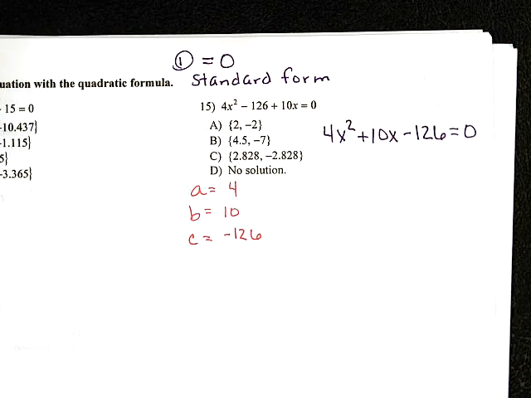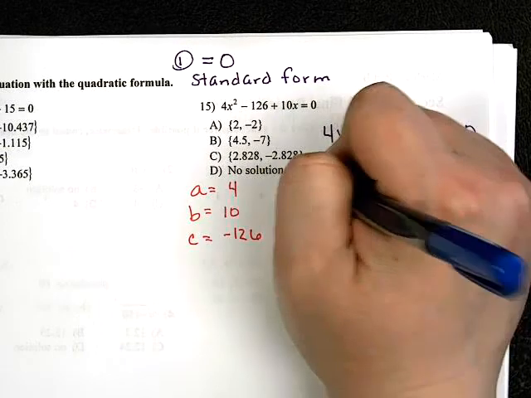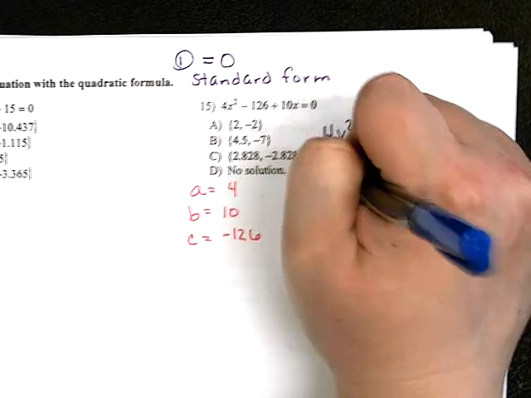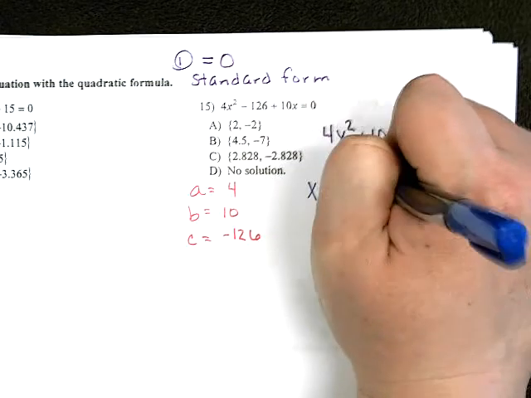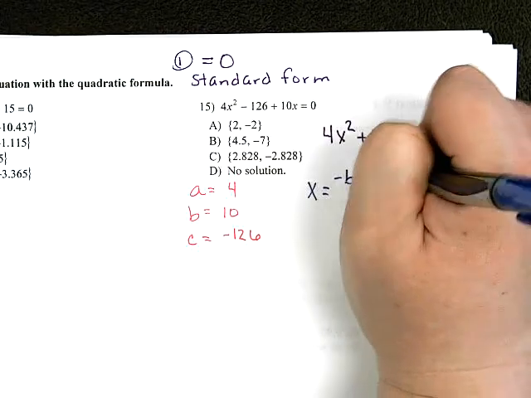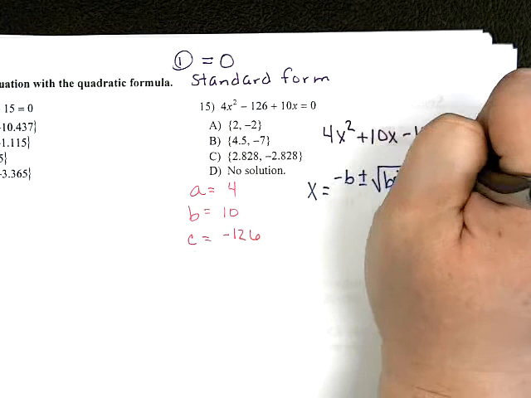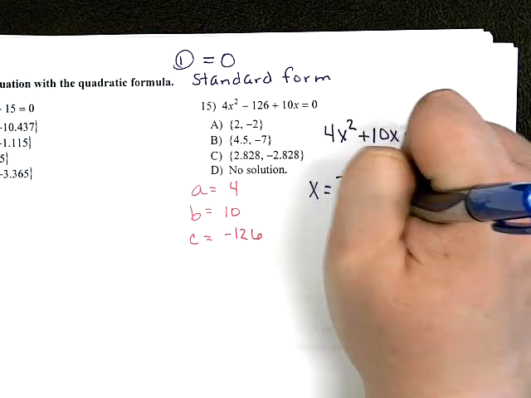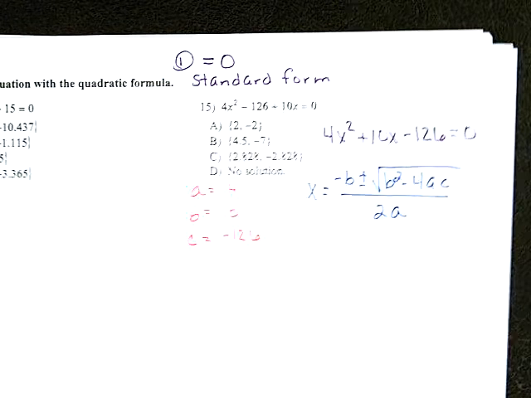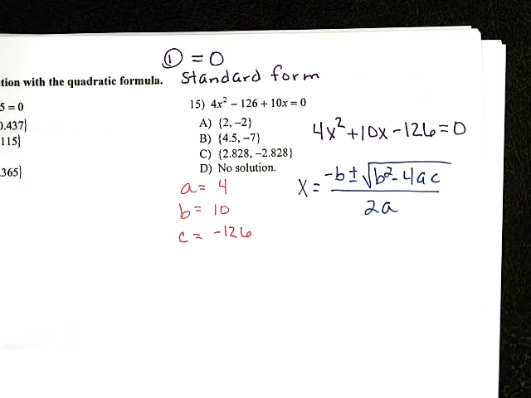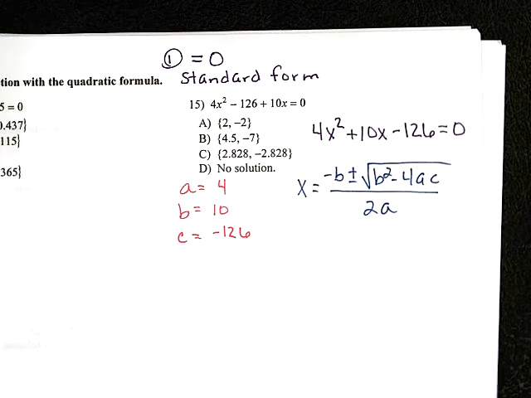And then we need our quadratic formula. So this is the song, right? X equals -b plus or minus square root. So write that first. X equals -b plus or minus square root of b squared minus 4ac all over 2a. All right, you need to know that formula. Sing the song. I promise it helps.